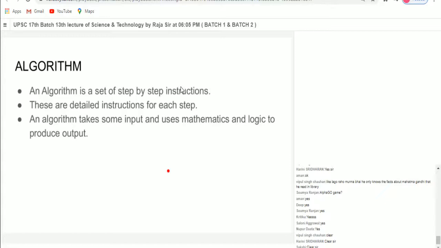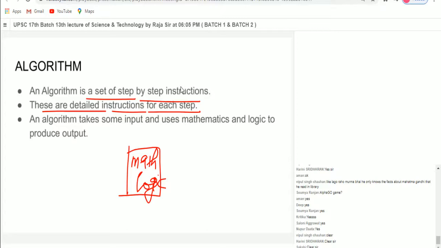So what are these algorithms? Algorithms are a set of step-by-step instructions given to a machine. These are basically the building blocks of programs. They contain detailed instructions for each step. Algorithms take some input, and they use mathematics and logic to produce the output. They are designed for a particular category of data input, and they produce some output.